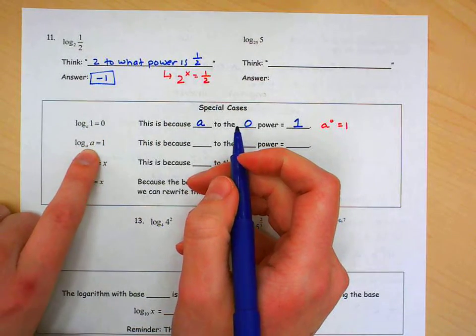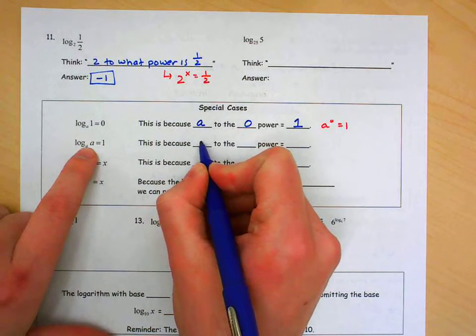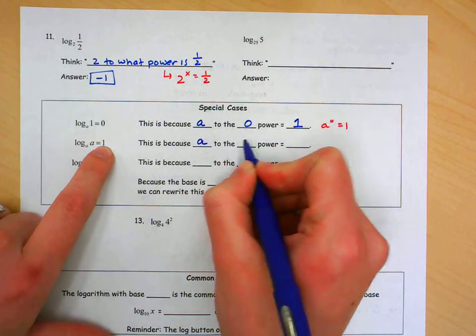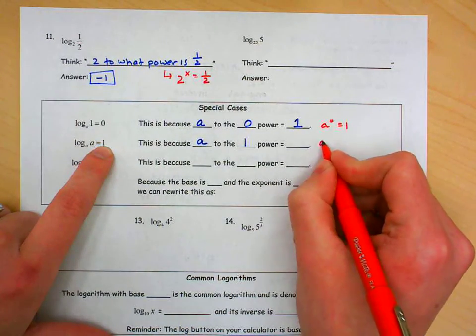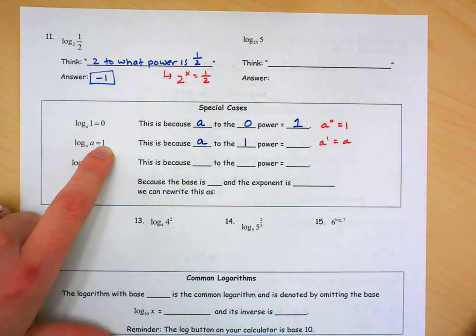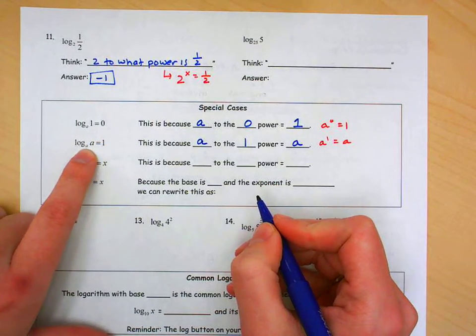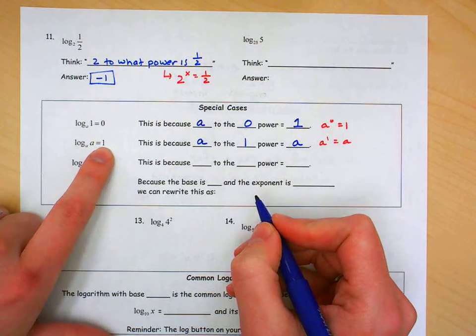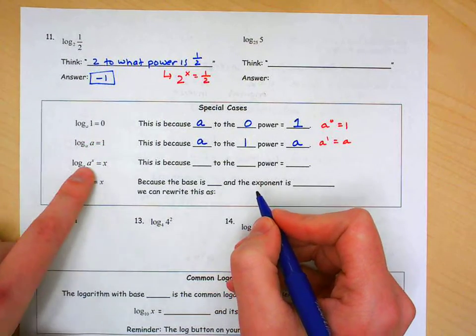Well, here's another one. I have log base a of a equals 1. So this is because a to the, remember this is the exponent, to the first power, let's think about that. A to the first power, well, nothing's changing. A to the first power is just a. That's why anything that has the same base, so log base a of a will always equal 1. So log base 3 of 3, log base 4 of 4 will always equal 1.